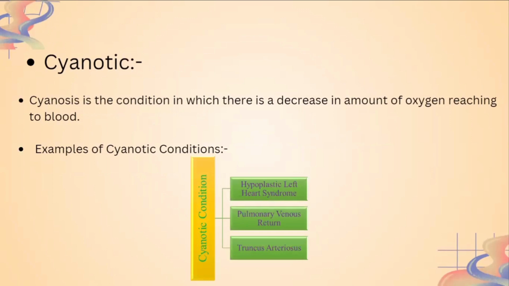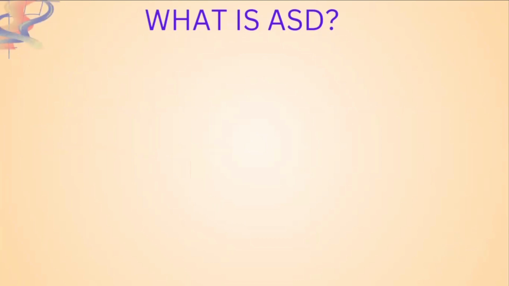Then cyanotic. Cyanosis is nothing but the condition in which the amount of oxygen supply reaching the blood is decreased. Various examples of cyanotic diseases are hypoplastic left heart syndrome, pulmonary venous return, and truncus arteriosus.